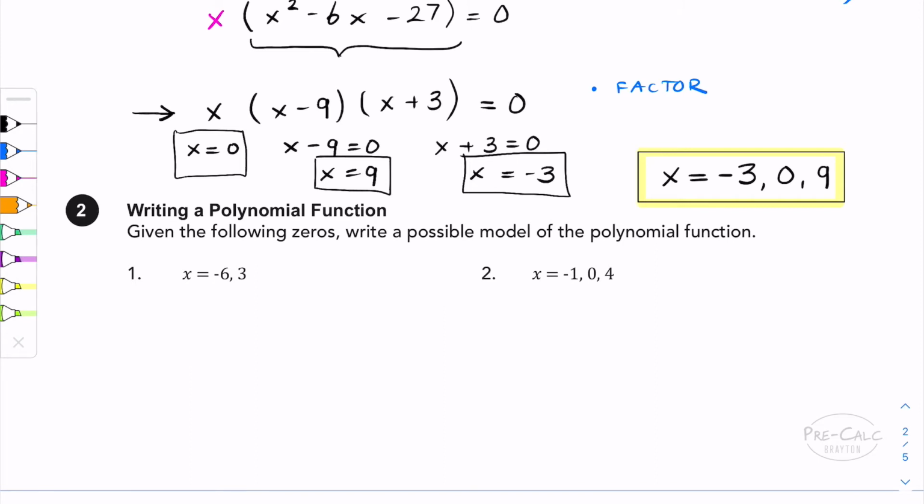Example set 2 says, given the following zeros, write a possible model of the polynomial function. You're working backwards here. So if we know what the zeros are, we need to write them in factored form. And for this one, I'm going to write two solutions. I'm going to write my factored form, and then I'm going to multiply it out to my standard form, just because different directions tell you to do different things. Within each of these examples, you'll see how to do both of them.